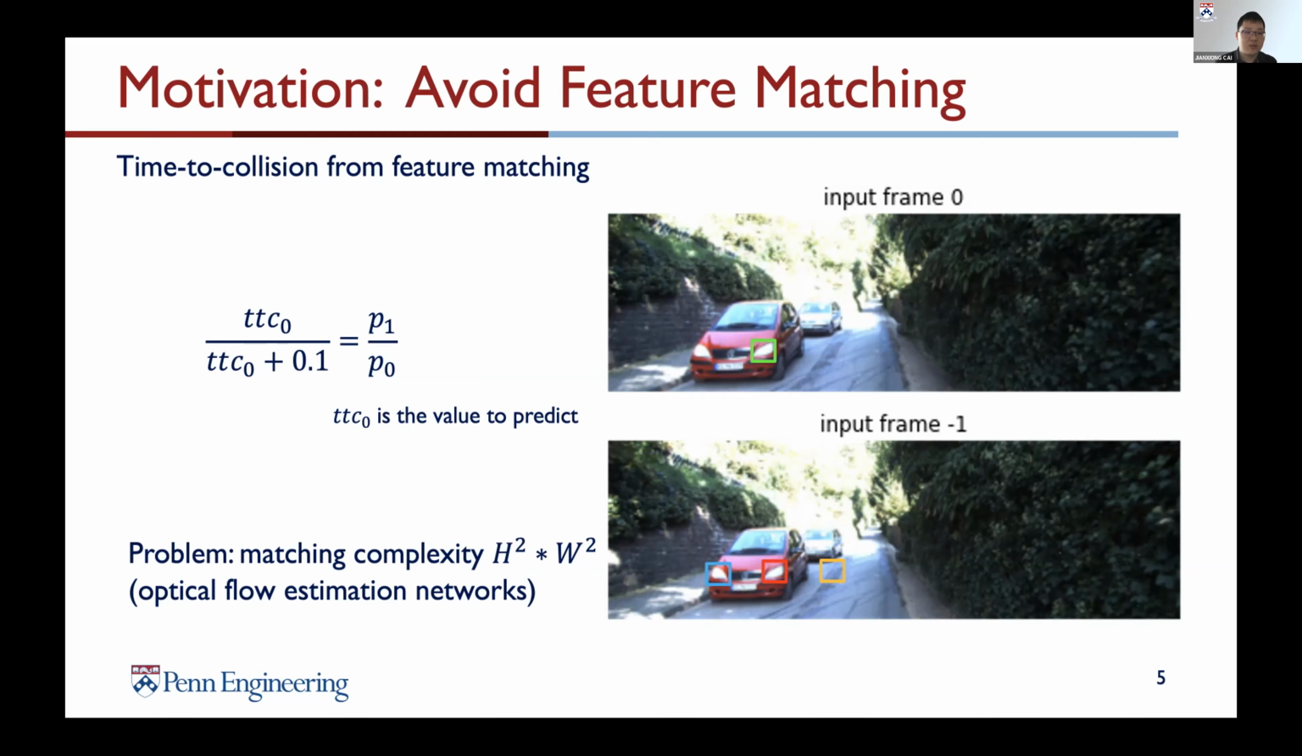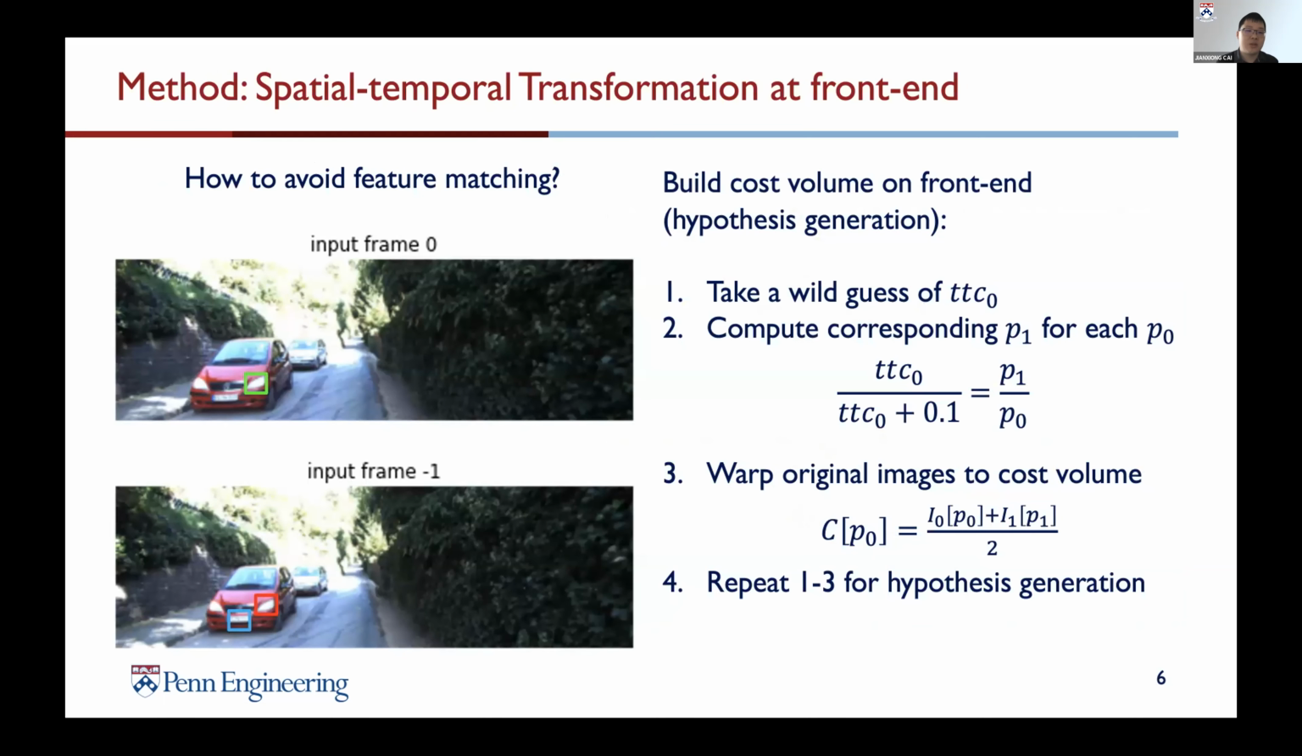So the problem then becomes: how do we avoid the feature matching? Here we propose a very interesting way to do it. Our proposed method is based on hypothesis generation. Basically, first with the same equation and these two input images, we take a random guess of the time to collision value. So just pick a random number.